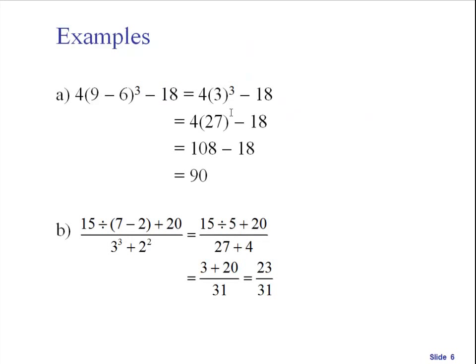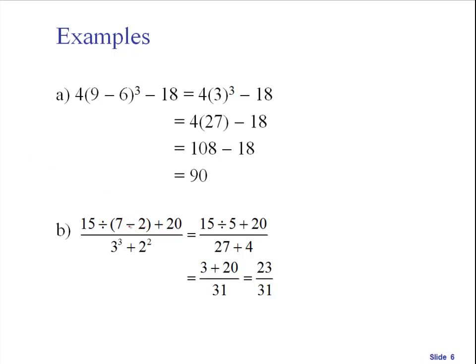Here's an example, right? First thing, we do what's inside the parentheses. So we do 9 minus 6, and that's where we get the 3. Next thing is we do the exponents, so 3 cubed, 27. Next thing is multiplication. Last thing, addition, subtraction. Right?